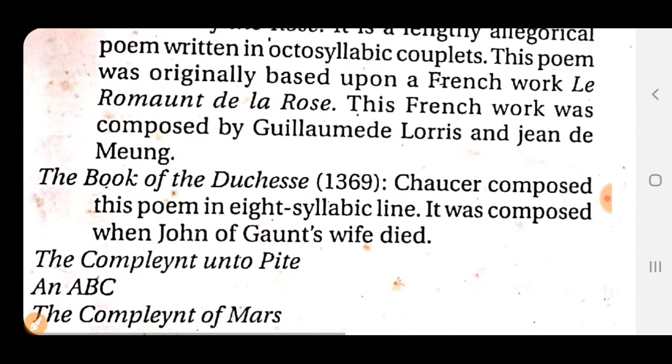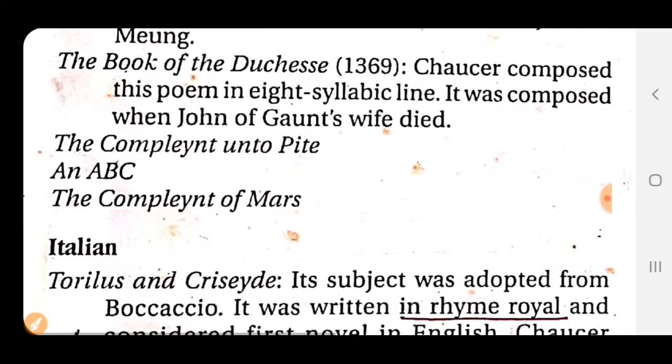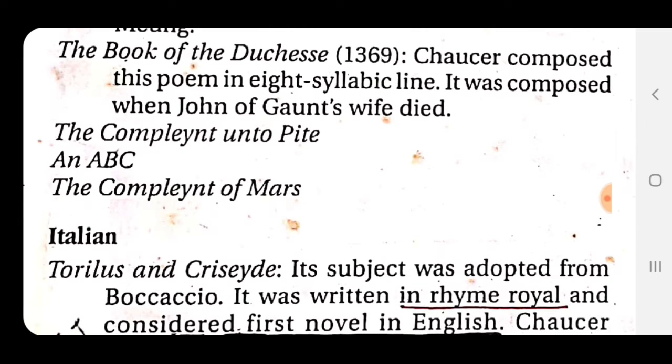The next book in this period written by Chaucer is The Book of the Duchess, 1369. Chaucer composed this poem in octosyllabic lines. It was composed when John of Gaunt's wife died. So this book was written on the death of the wife of John of Gaunt. Next are The Complaint unto Pity and An ABC, The Complaint of Mars.